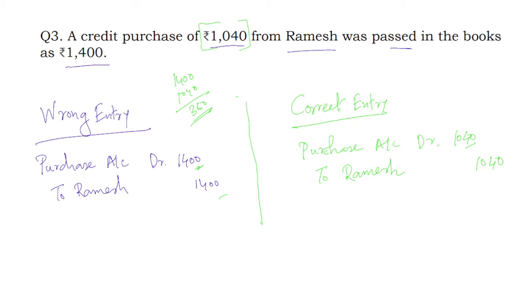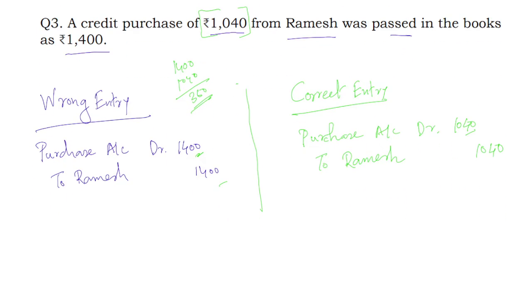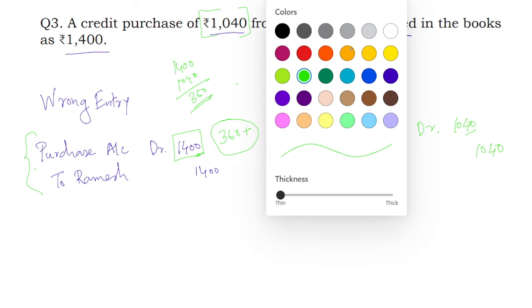See, you have to understand when to reverse the entry and when to record the same entry with the difference amount. Here the amount was recorded more, on the wrong side. 1400 was recorded, which means 360 was added extra, so you have to deduct this. How to deduct? In this case purchase was debited, so the rectification entry will be just the reverse entry.